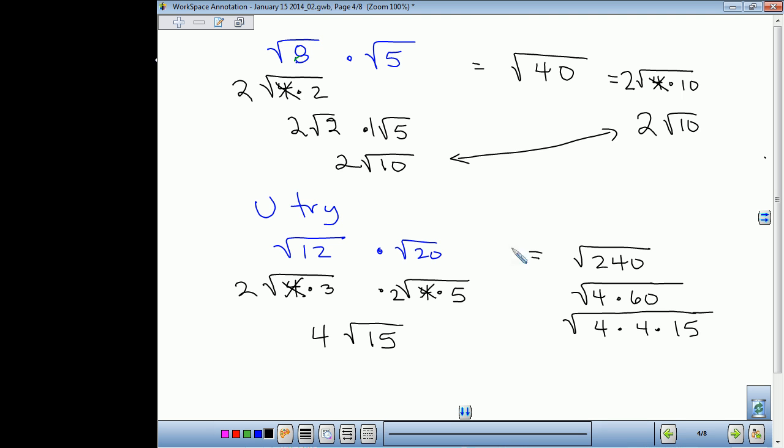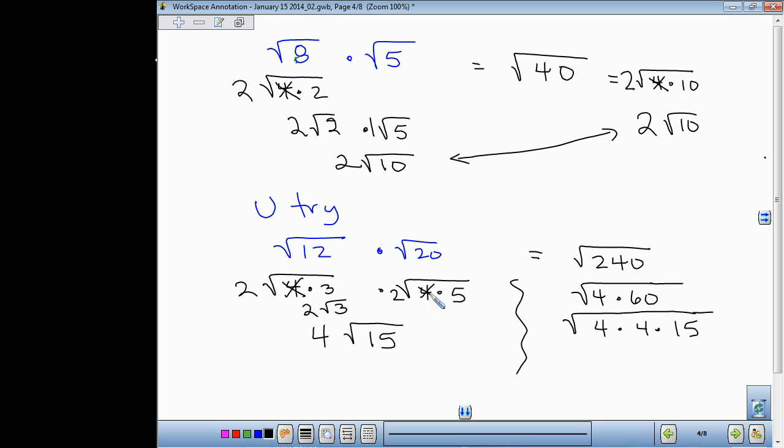Okay, let's look at this first method. So we have two methods here. First thing I did was I broke 12 down into 4 times 3. So it's the square root of 4 times the square root of 3. Well, the square root of 4 is 2. So this is 2 roots of 3.